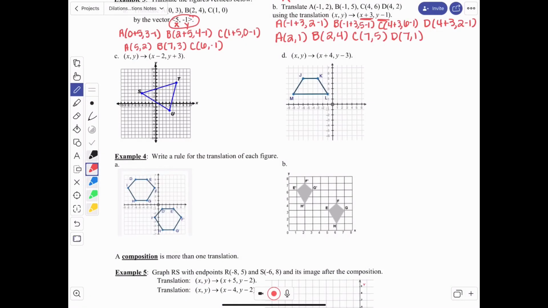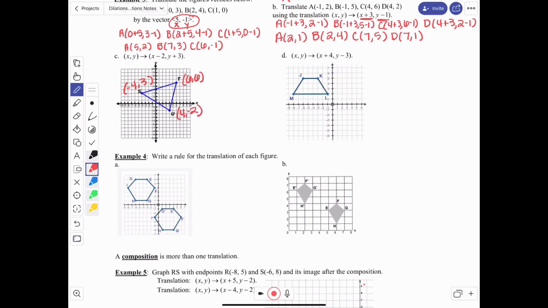On example C, they give us a graph with our coordinates. So what we have to do is actually find our coordinates first. For S, our coordinates are negative 4, 3. For T, our coordinates are 6, 6. And for U, our coordinates are 4, negative 2.